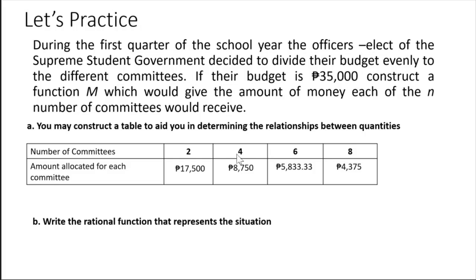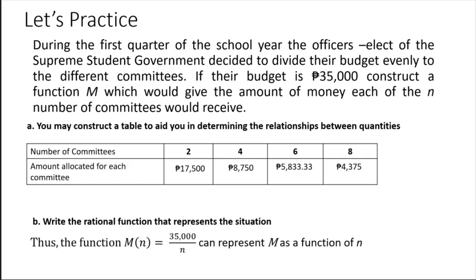So remember, the formula we use is 35,000 divided by the number of committees. The number of committees is represented as n. So 35,000 over n. Then our function is m, so m of n, or m is a function of n. Thus the function m of n is equal to 35,000 divided by n. It can represent m as a function of n.